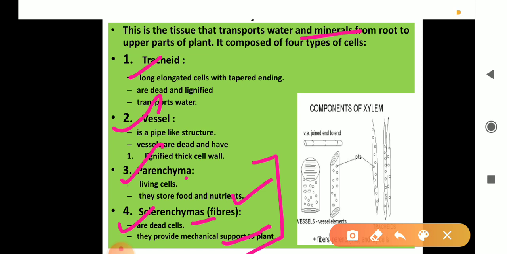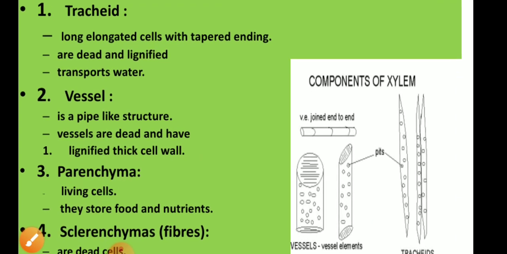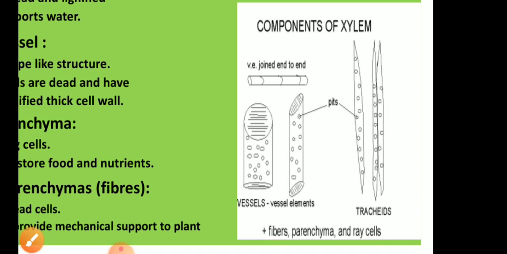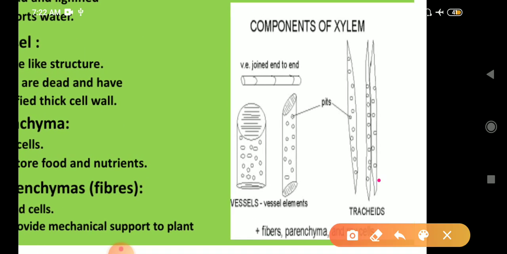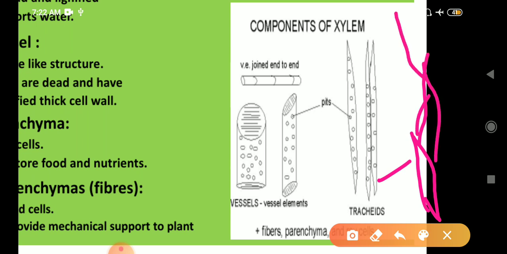Now these starting two are more important. The first is tracheids. Now see the diagrams also. These are the tracheids. They have tapering ends. Pits are present over them, and they join together end to end. Suppose this is one of the tracheids, then the second will join from this place, and the third will join from this place. Getting it?